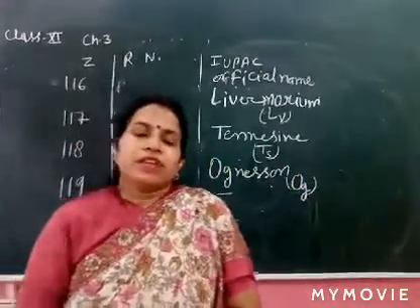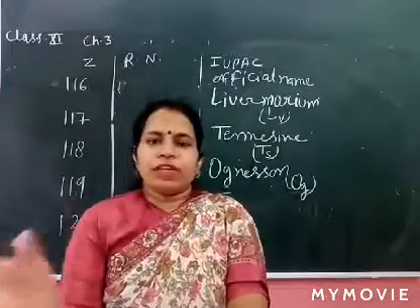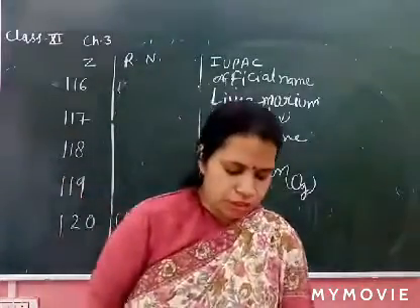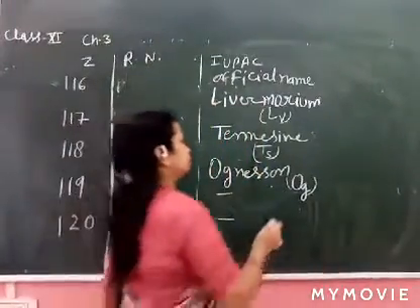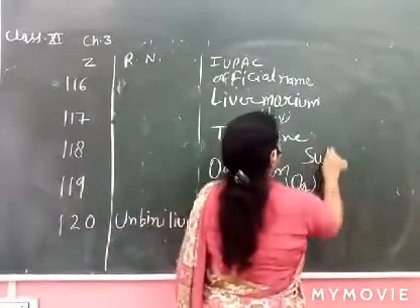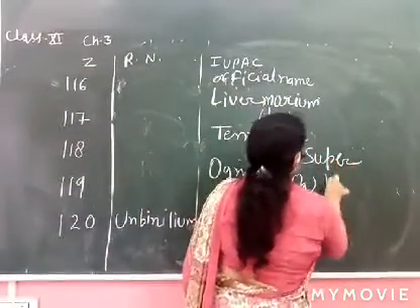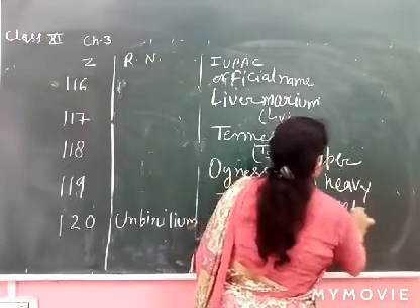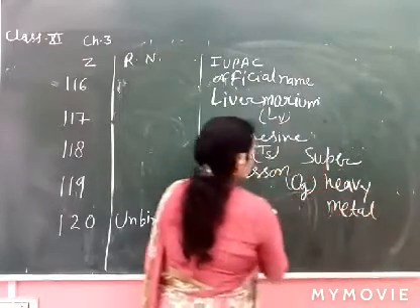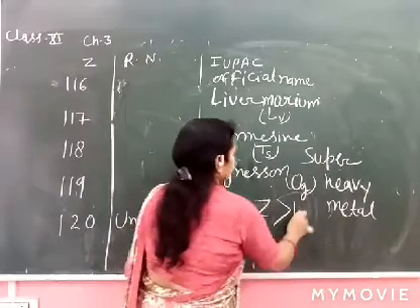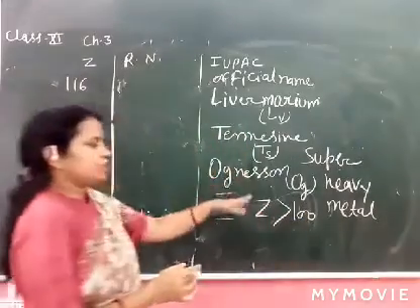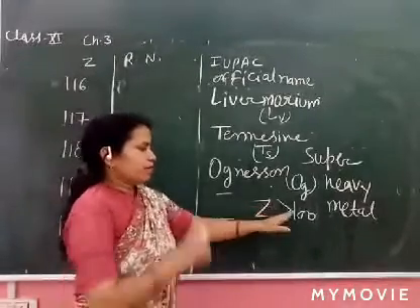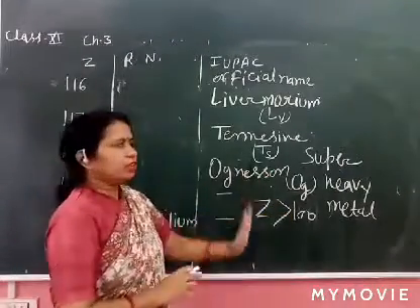After atomic number 100, all elements are called superheavy elements. What are superheavy elements? Superheavy elements are those elements that have atomic number more than 100. So these are called the superheavy elements. Clear, all of you?